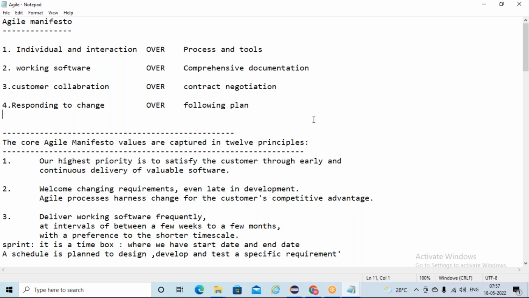Individuals and interactions over process and tools, working software over comprehensive documentation, customer collaboration over contract negotiation, responding to change over following a plan. We follow the plan, but we give more importance to the changes whatever the customer is asking. So these 4 manifesto values are further divided into 12 principles.